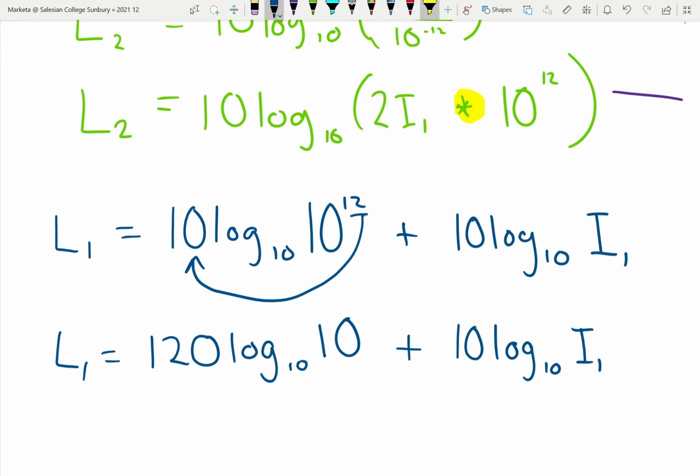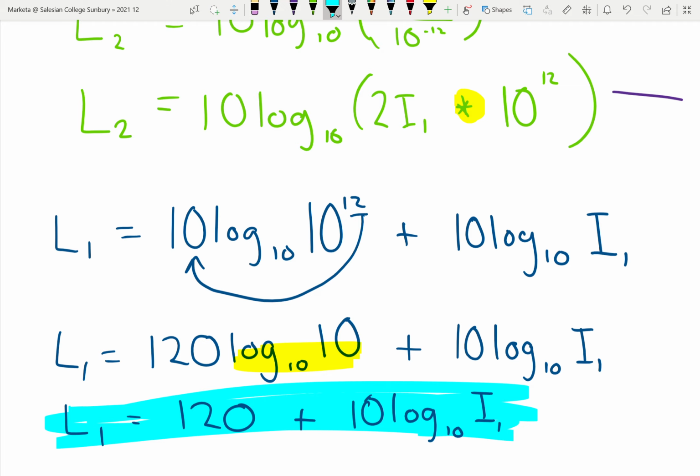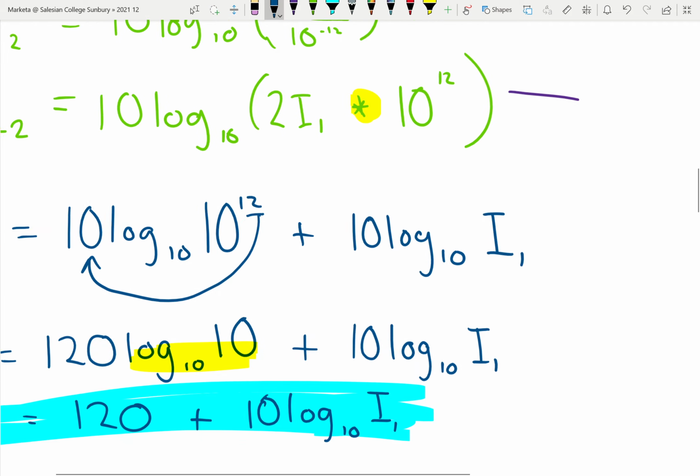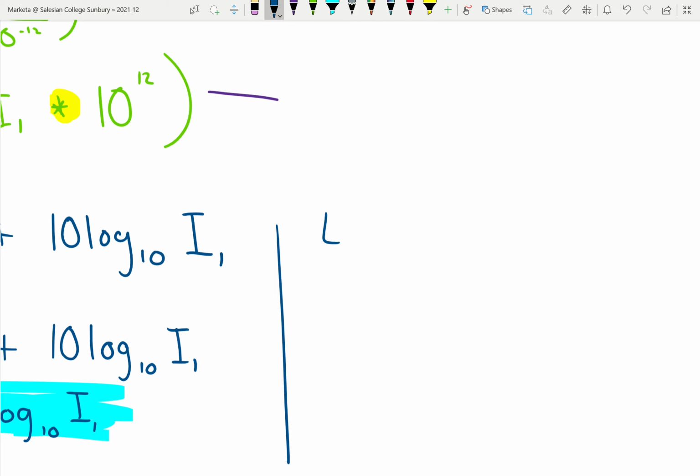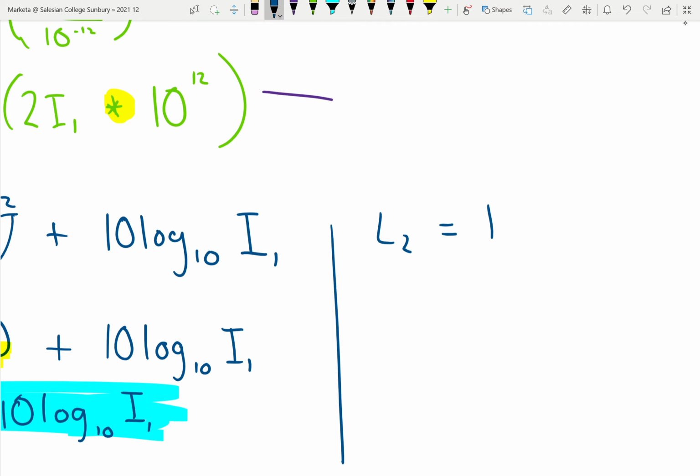All right, so let's have a look. This log 10 of 10 is of course 1. So 120 times 1 is just 120 plus 10 log 10 of I1. And that's all I can do at this point. So I'm just going to highlight that because we don't want to lose it there. And now I'm going to look at L2. So L2, and we know L2 is given by 10 log 10 of 2 I1 times 10 to the 12.